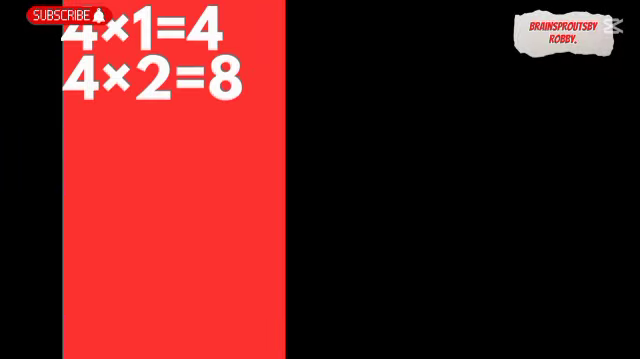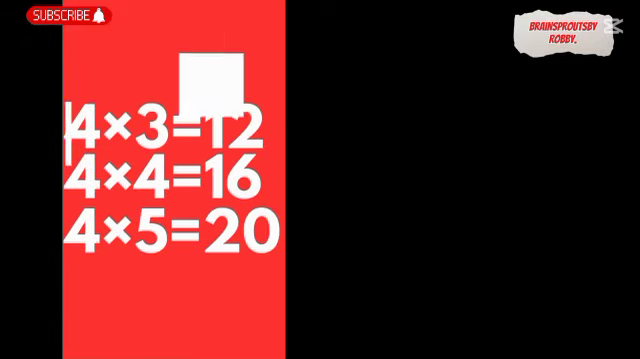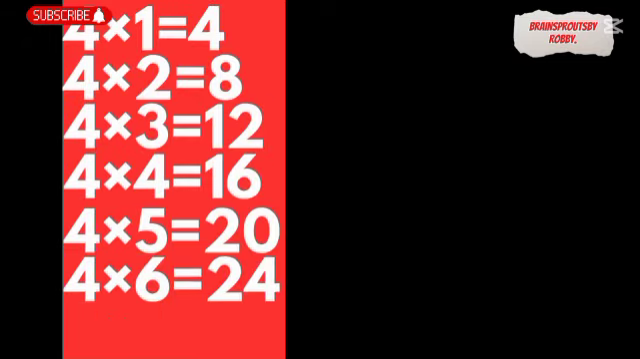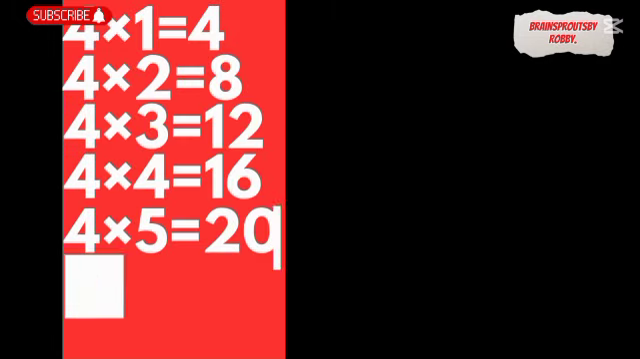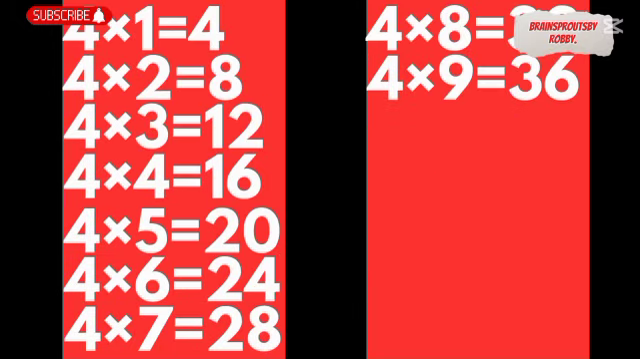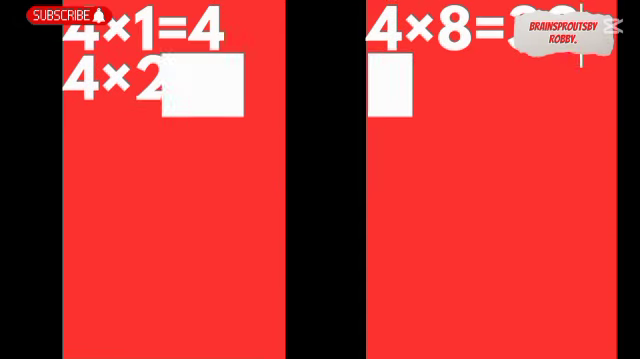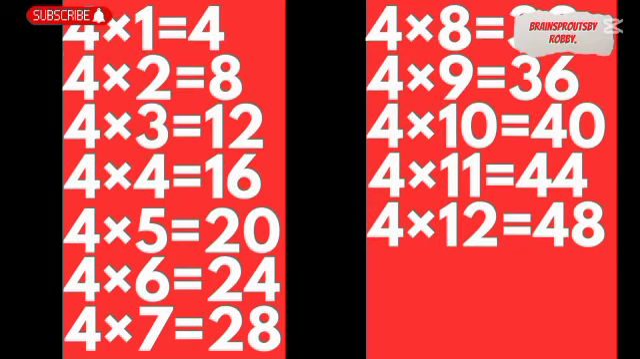4 times 1 equals 4. 4 times 2 equals 8. 4 times 3 equals 12. 4 times 4 equals 16. 4 times 5 equals 20. 4 times 6 equals 24. 4 times 7 equals 28. 4 times 8 equals 32. 4 times 9 equals 36. 4 times 10 equals 40. 4 times 11 equals 44. 4 times 12 equals 48.